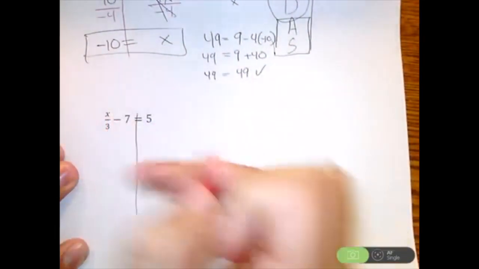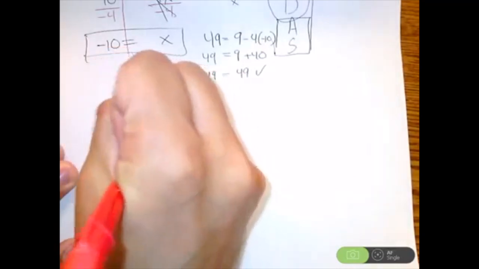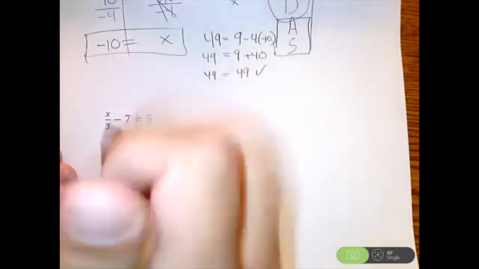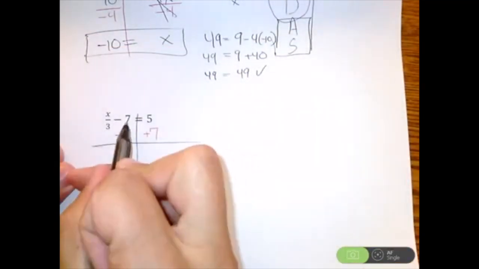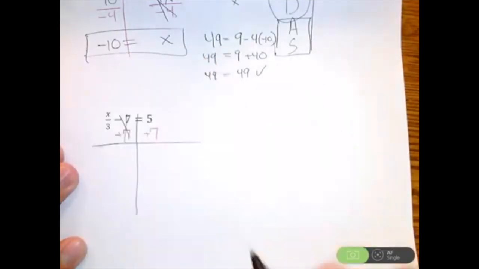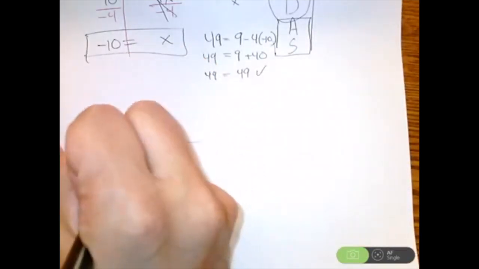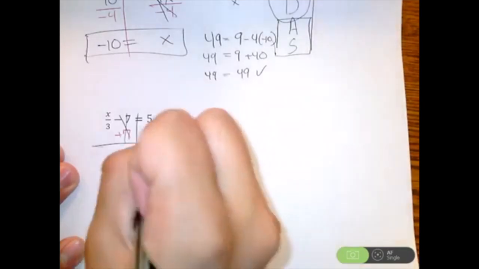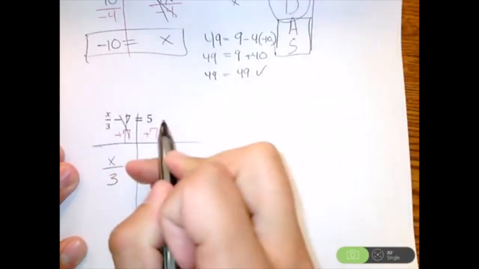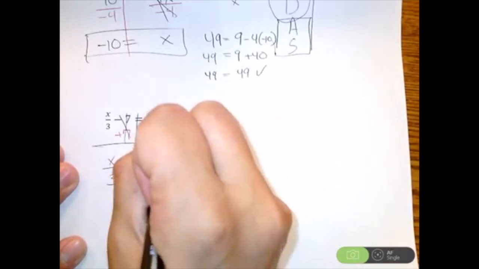So the opposite of subtracting 7 is adding 7 to both sides. When you have a minus 7 plus 7, that's 0. So we've got that gone, so I have x divided by 3 still on the left side. On the right side, I have 5 plus 7, which is 12.